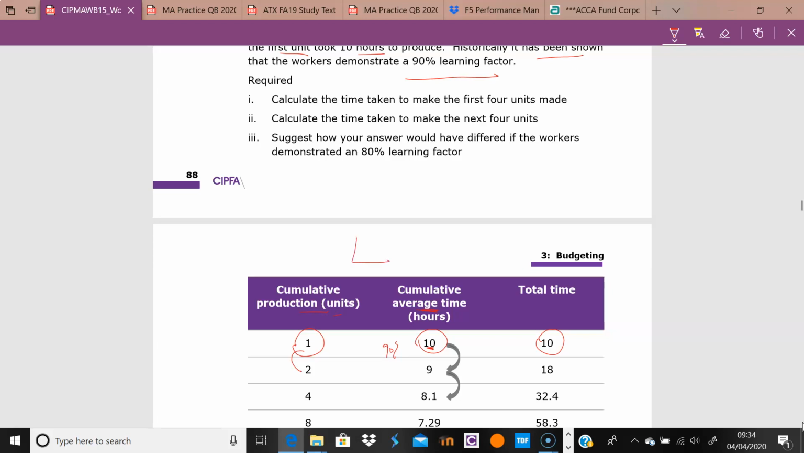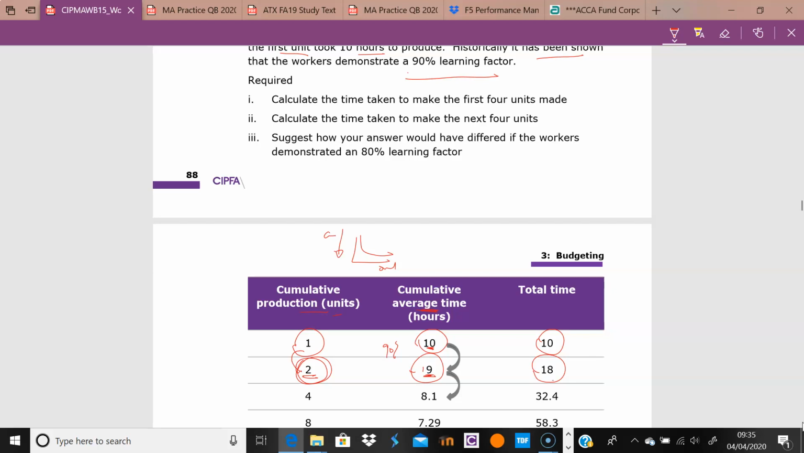That's the relationship of that curve that I showed you earlier on, right? As output increases, the cumulative average time falls. So that cumulative average time falls from 10 to 9, which is 90% of 10. So for two units, the average time is now 9 hours. If the average time is 9 hours for 2 units, the total time for 2 units must be 2 times 9, which is equal to 18.